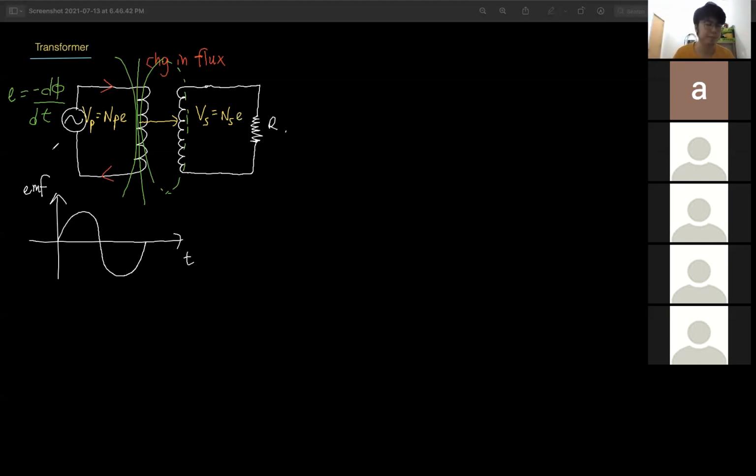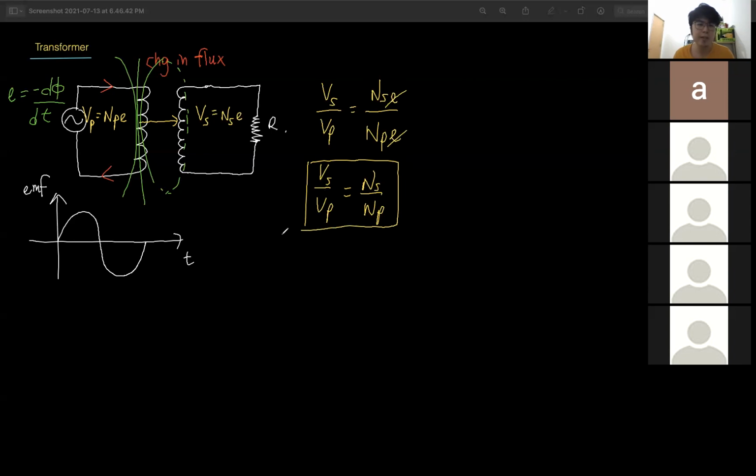So we got these two formulas here. Now, I want to see the relation between these two. I take VS divided by VP, which equals NS E divided by NP E. This E cancels, then I get VS over VP equals NS over NP. This formula, please remember, you're going to need this. This is a very important ratio, NS over NP. We call it the turn ratio: the number of turns in the secondary divided by the number of turns in the primary.